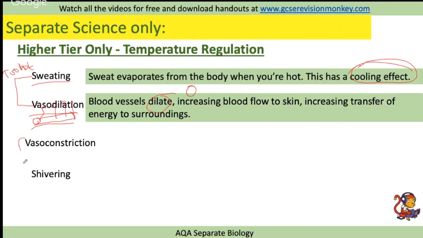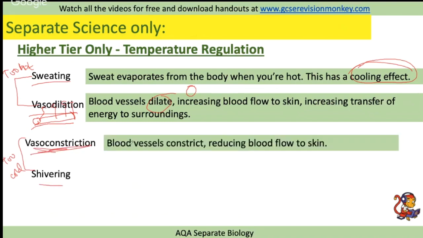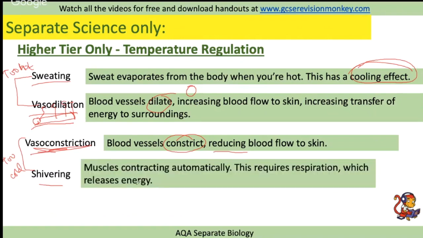The opposite, if you are too cold. Vasoconstriction, you might well have done this in PE, for example, and shivering. So the blood vessels constrict, and that reduces blood flow to the skin, so you're going to reduce the energy loss to the surroundings. And with shivering, that's when your muscles contract automatically. So when your muscles are contracting automatically, this requires respiration for contraction. And during respiration, obviously, the main purpose of that is for energy to be released. So shivering automatically means that you're going to be releasing energy in your muscle cells.